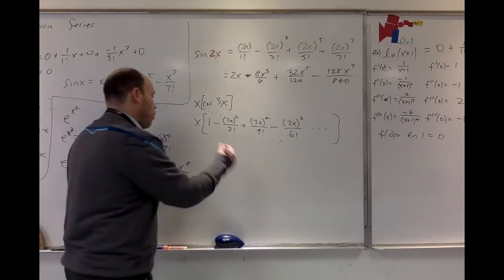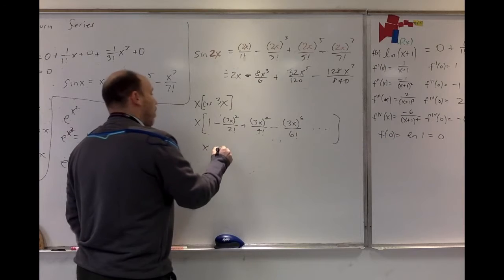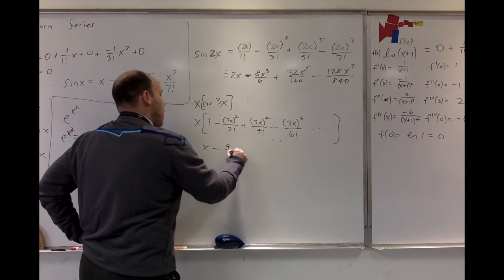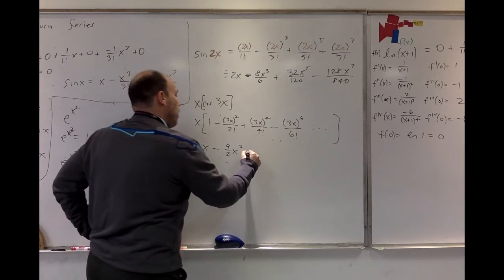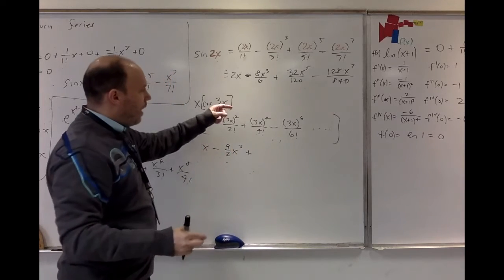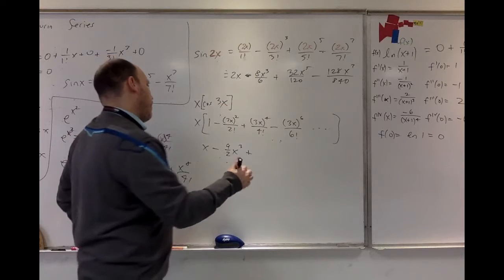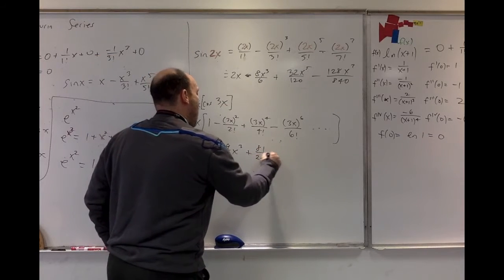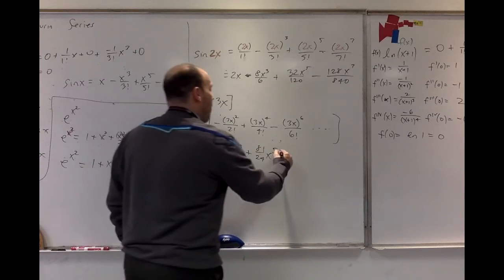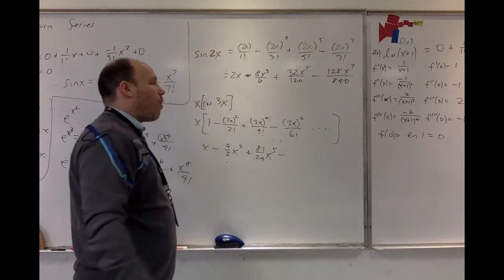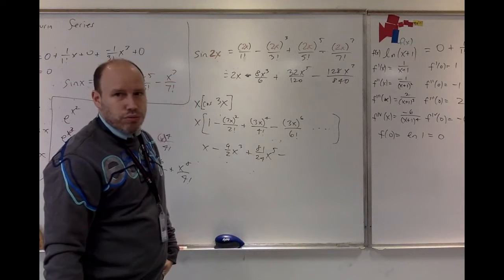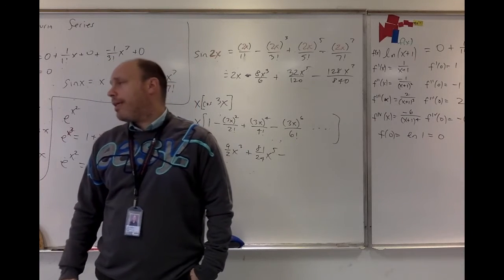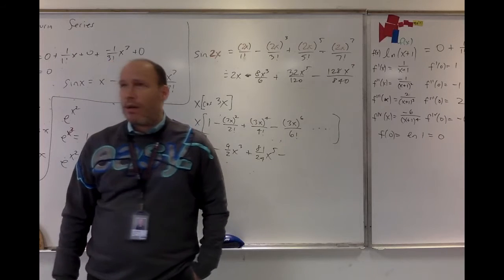That's it. So you have x minus, what do we have? 9 over 2 x to the 3rd plus, well, let's see, 81 over 24 x to the 5th minus, what's 3 to the 6th power? Let's see, hey Siri, what is 3 to the 6th power?